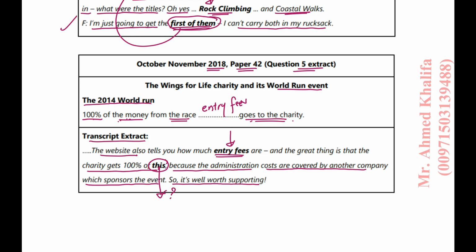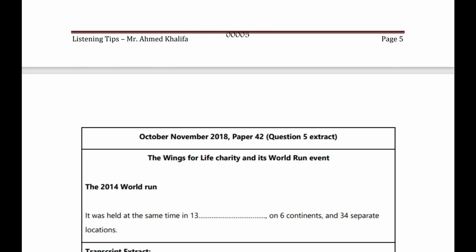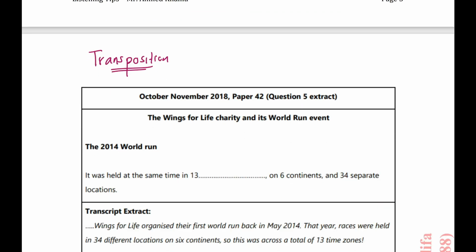Something else in the listening exam my students have to be careful about, which is what, Mister? Something we call, teachers, transposition. Remember this one. Transposition. What is transposition? Let us put it in a very simple way. Transposition means changing the sequence of words or word order in a sentence without making it ungrammatical. What does that mean? We need to understand. Let us go through an example, okay?